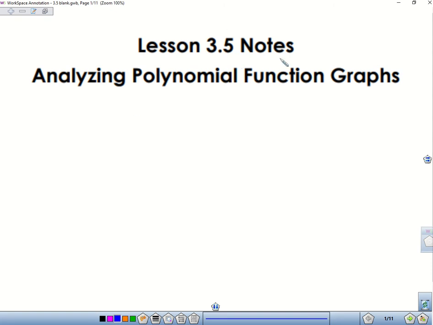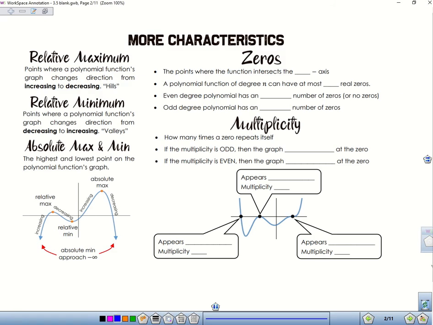So today we are doing lesson 3.5 notes, which is analyzing polynomial function graphs. This is an extension of lesson 3.4, so make sure you watch that first. We're adding more characteristics to the list of polynomial characteristics we learned about in 3.4.